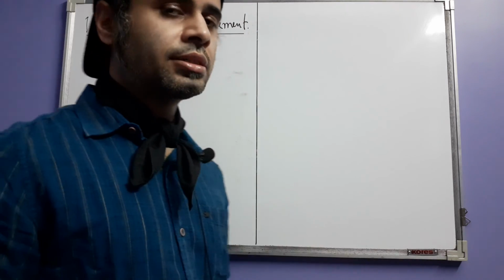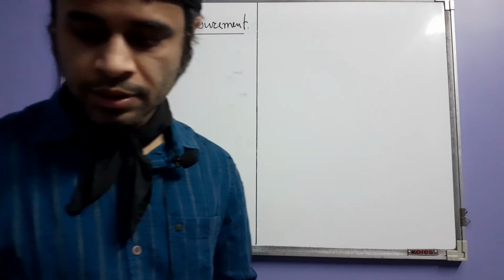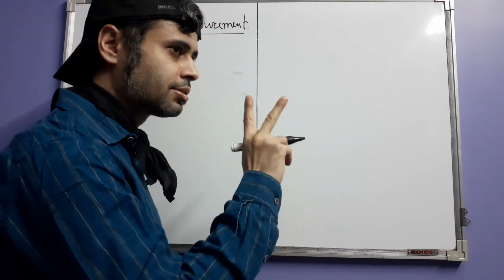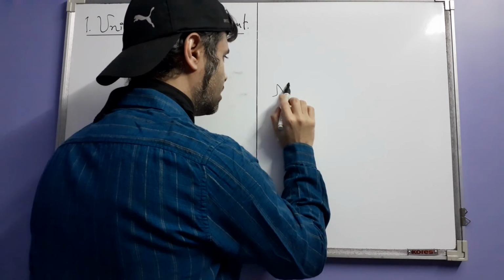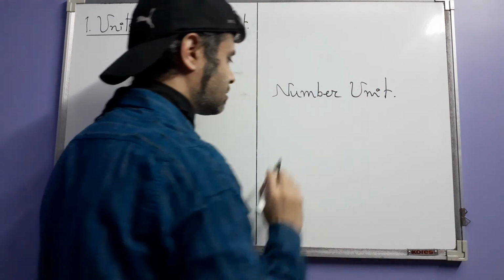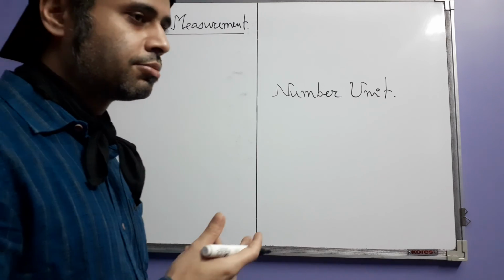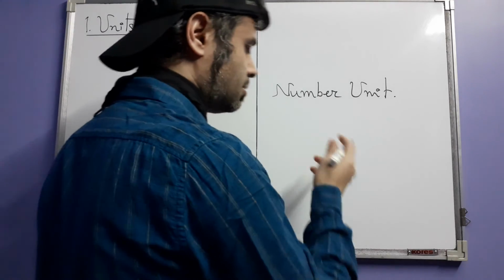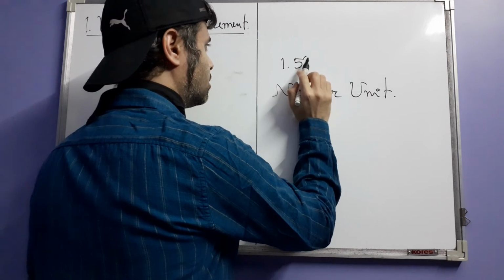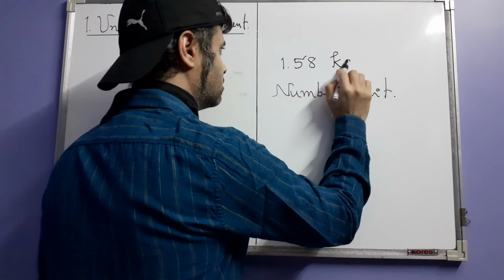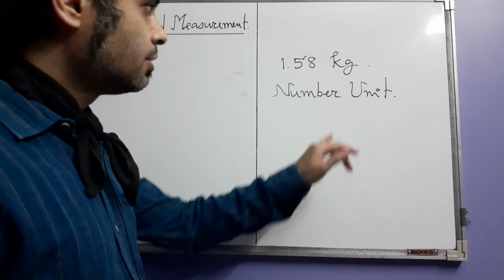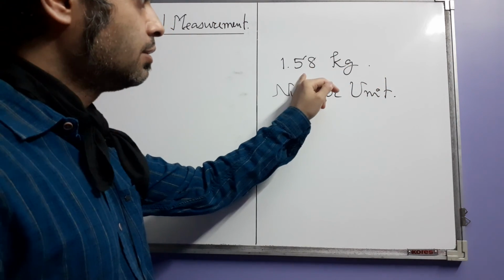and these known standards are called units. And whenever you make a measurement of a physical quantity, the result always has two parts. The first part is a number, and the second part is that standard unit. For example, you want to weigh a stone and say you use a balance or some other device. The result of that measurement may look like this: 1.58 kg, kilogram. So this kilogram is the unit part and this is the numerical part.